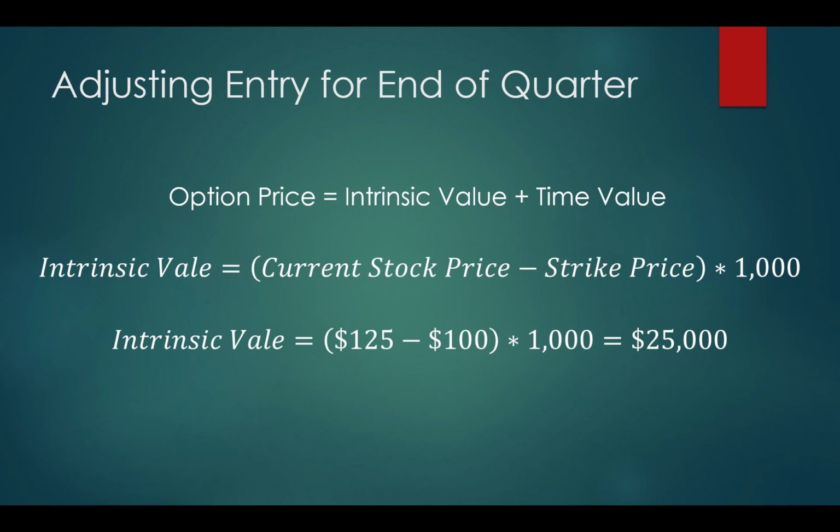An option's price is made up of two components: the intrinsic value and the time value. The intrinsic value is the difference between the current share price of the underlying asset and the strike price, multiplied by the number of shares specified in the contract. In our example, the intrinsic value is the current share price of $125 minus the strike price of $100 times the 1,000 shares, or $25,000. The time value is given in the problem statement as $300.